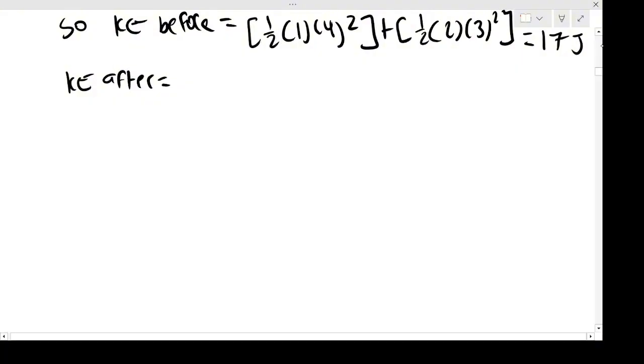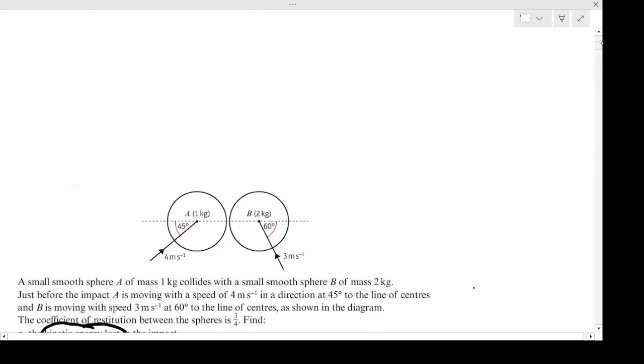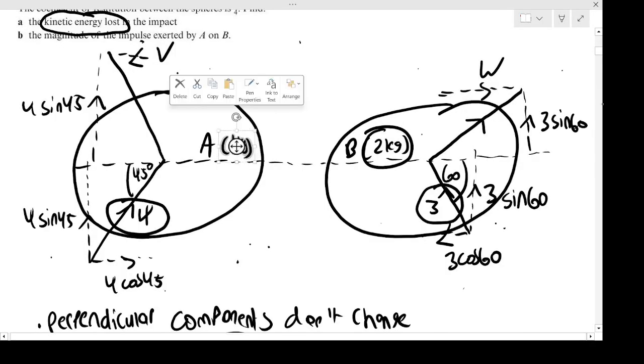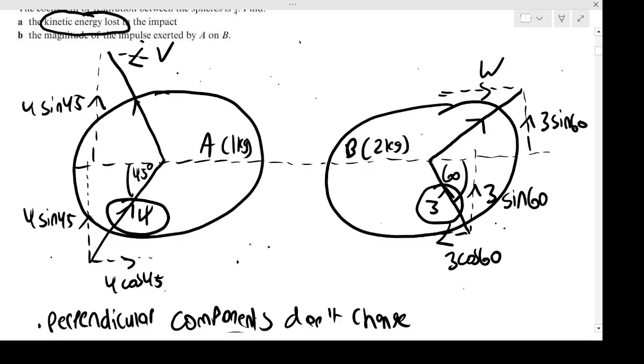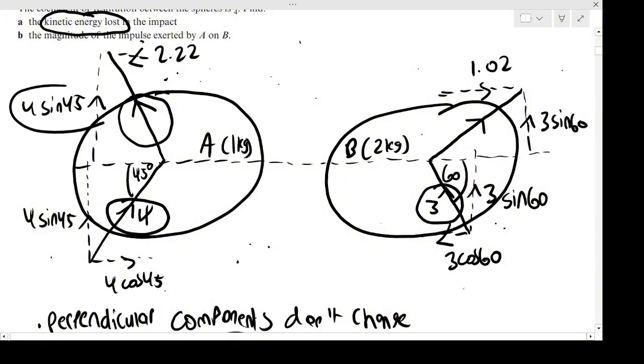Then what about the kinetic energy afterwards? So for A, afterwards the speed is going to be that sort of length there, that sort of hypotenuse, right? Now we know what V and W are. V was 2.22 and W was 1.02, right? So I can add that on if you want. Now for A then, I want to work out the speed here. Now I've got the other two sides, right? I've got 4 sine 45 here and 2.22, which I've worked out there. And so it's going to be sort of the hypotenuse, right?